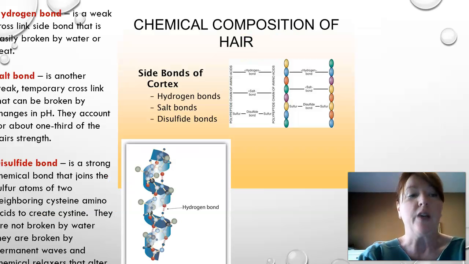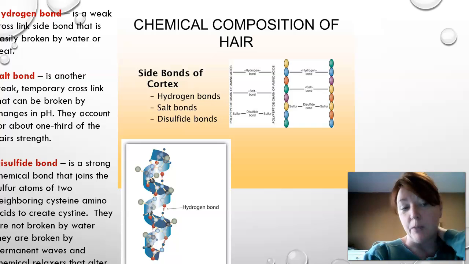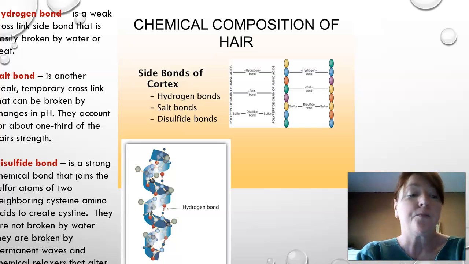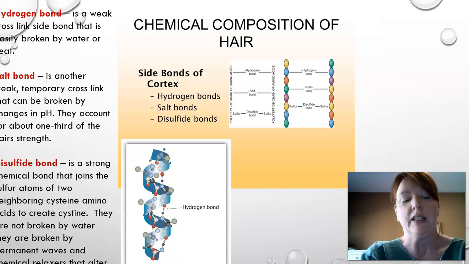Hydrogen bond is a weak cross-link side bond that is easily broken by water or heat. Salt bond is another weak temporary cross-link that can be broken by changes in pH. They account for about 1/3 of the hair strength. The disulfide bond is a strong chemical bond that joins the sulfur atoms of two neighboring cysteine amino acids to create cystine. They are not broken by water, they are only broken by permanent wave and chemical services that alter the shape of the hair.